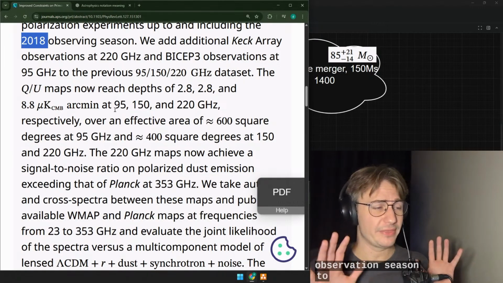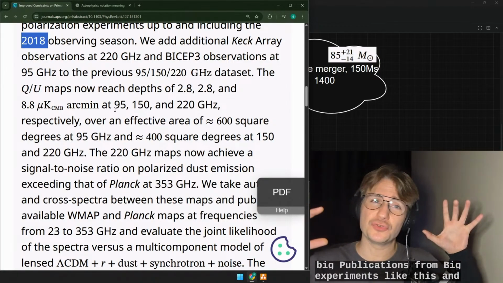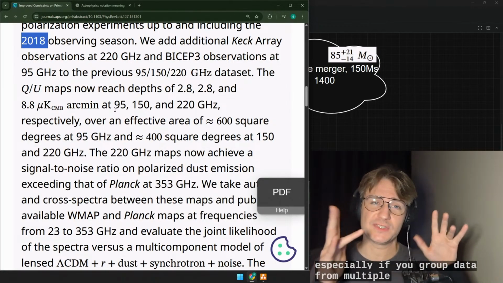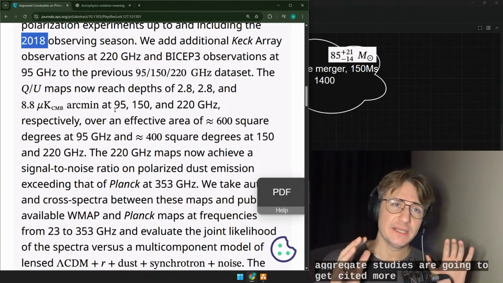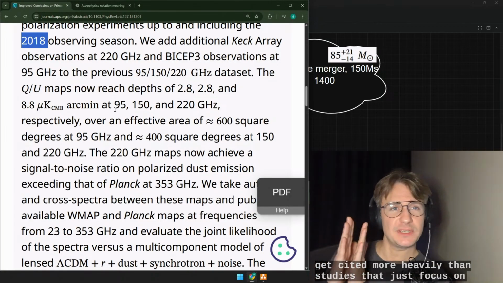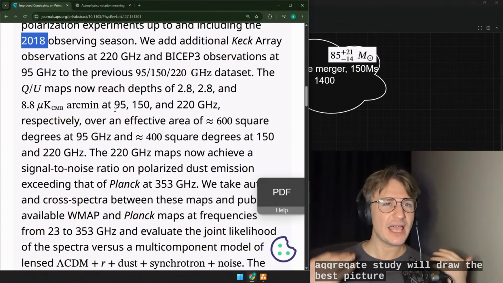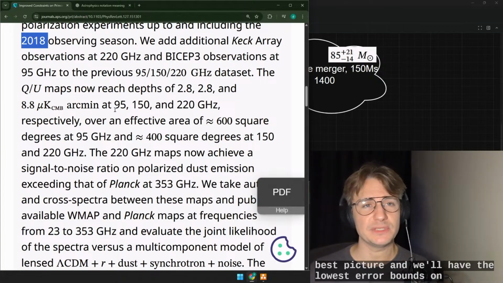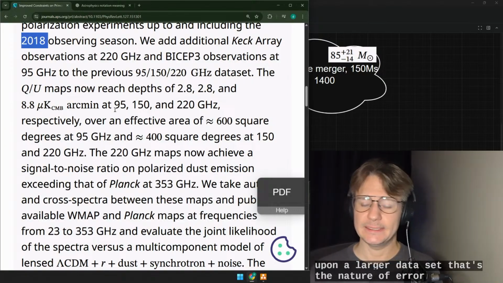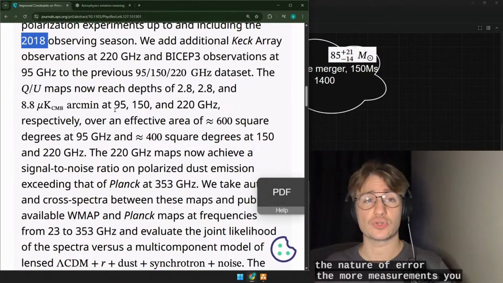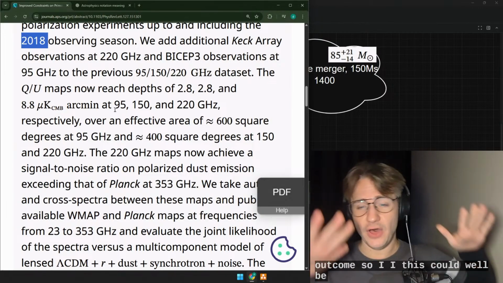To start with, big publications from big experiments like this, and especially if you group data from multiple experiments, these aggregate studies are going to get cited more heavily than studies that just focus on a subset of the data, because the aggregate study will draw the best picture and will have the lowest error bounds on its measurements, because it draws upon a larger data set. That's the nature of error. The more measurements you get, the more certain you are of the outcome. So this could well be like the biggest paper.